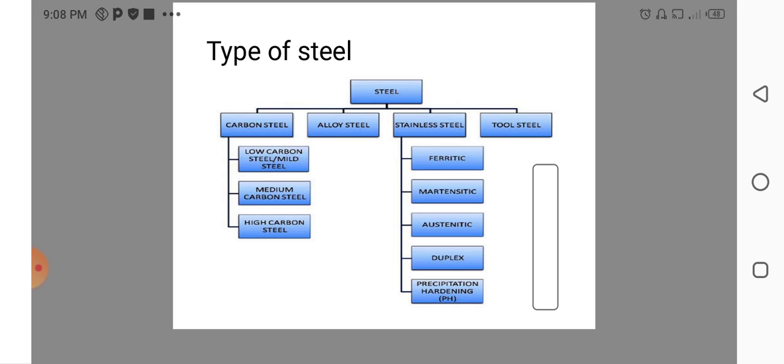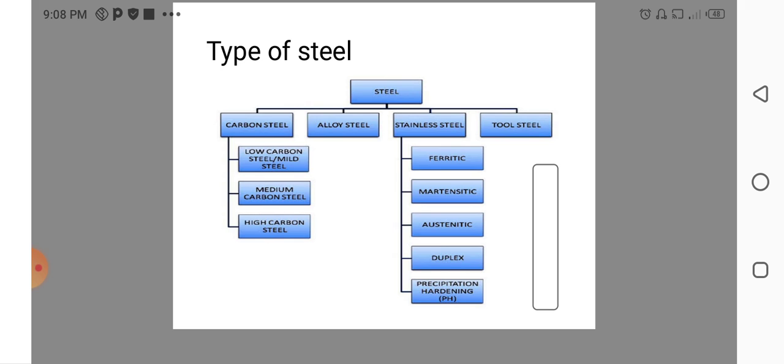Thereafter, medium carbon steel. Medium carbon steel has high strength compared to low carbon steel. High carbon steel has higher strength, which you can say tensile strength. So high carbon steel are HYSD bars. We'll be discussing them in the coming slides too.